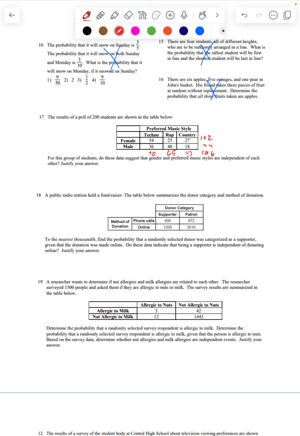For this group of students, data suggests the preferred music styles are independent of each other. What's the probability of female? Right? What's the probability of female? I'm just gonna double count. I don't know if I'm actually counting right here. So yeah, you should use a calculator to double check your work.